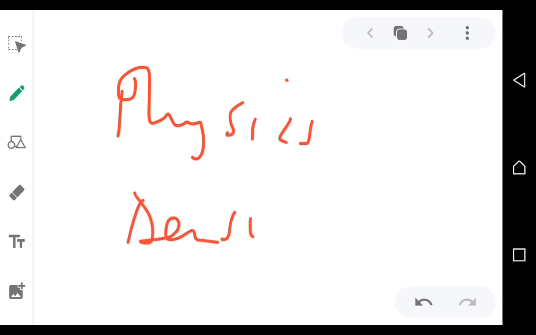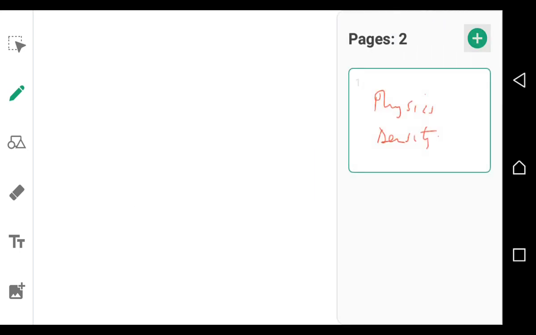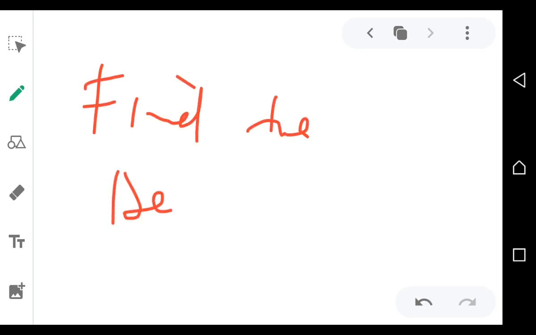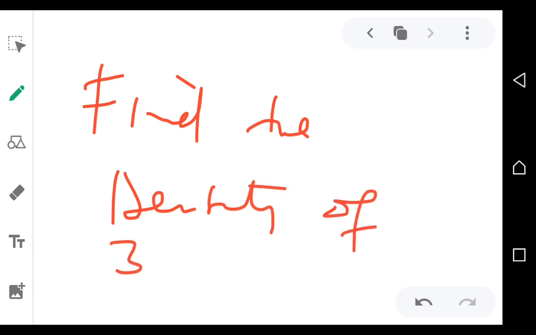You can enter the laboratory and find an experiment in physics on density, for example. This is now in the exam. Anything can come. So they can tell you, find the density of 3 marbles.